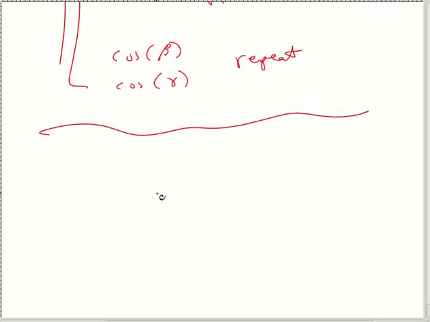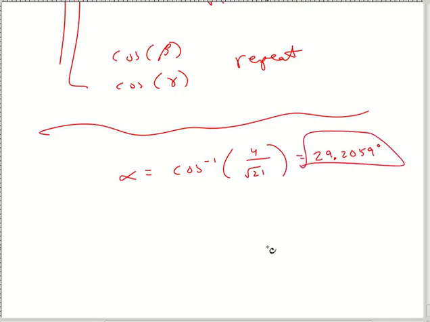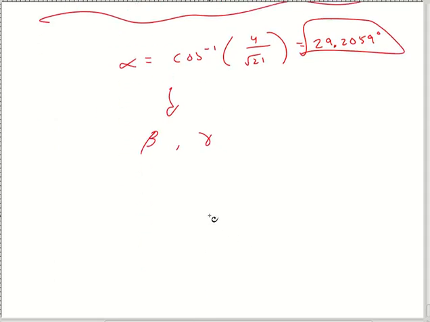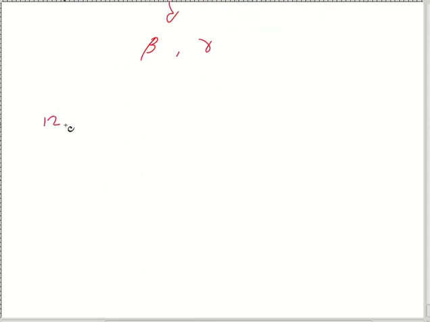And then on the second part, you're going to have to find what alpha actually is. And so you would say the arc cosine of 4 over square root 21 is equal to 29.2059 degrees. Cool. And then you would repeat again for your beta and your gamma. All right, awesome. That wasn't too bad. You probably won't be seeing that very much as we keep going. I don't remember seeing it much in this class, honestly.